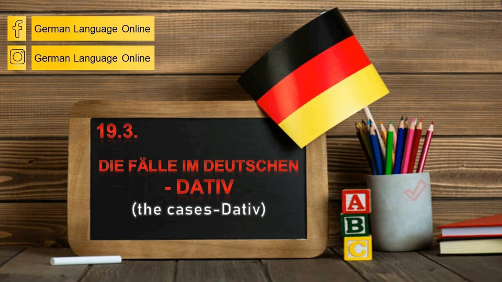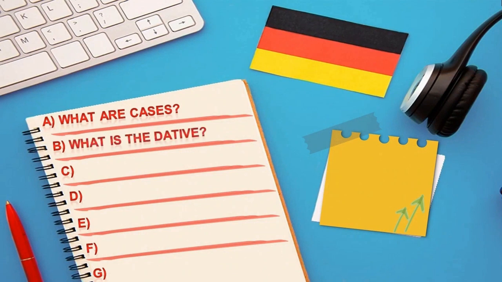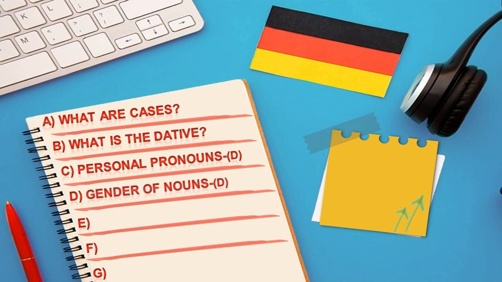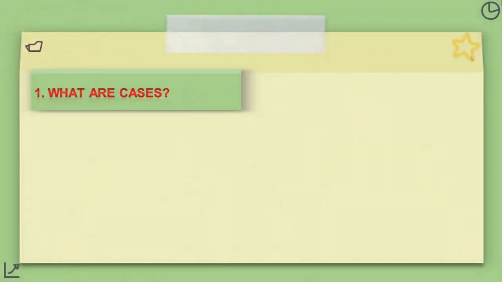Let's begin with die Fälle im Deutschen, Dativ, or the cases in the German language, dative. In this lesson, we are talking about what cases are, what the dative is, personal pronouns in dative, gender of the nouns, possessive pronouns, verbs using dative, and sentences with the dative case. Let's begin with what cases are.